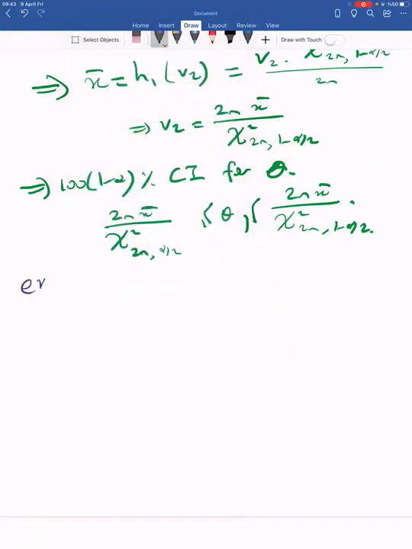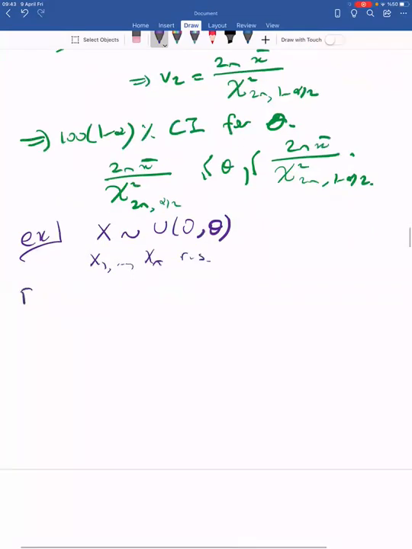Okay, so let's find an interval using the general method for the uniform distribution. Let's say X is distributed as uniform 0 theta. Using the scale parameter approach, we found an interval, random sample. Okay, so our question is here: find a confidence interval for theta using the general method.